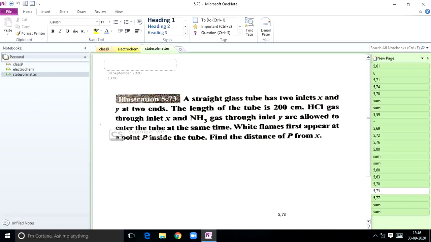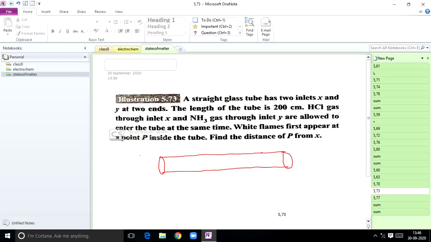A straight glass tube has 2 inlets. So I am taking a straight glass tube. Let us take, this is a straight glass tube. It has got 2 inlets, students. This is one end of the rod. It has 2 inlets, X and Y, at the 2 ends.